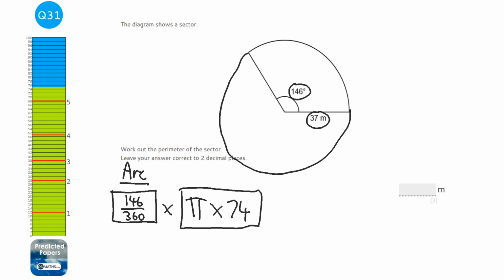Okay, so we type that all into our calculator, so I press the fraction button, 146 over 360 times pi times 74. And it gives me in terms of pi. I don't need it in terms of pi, I just need it as a decimal.